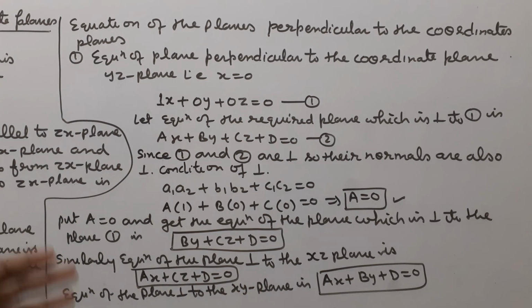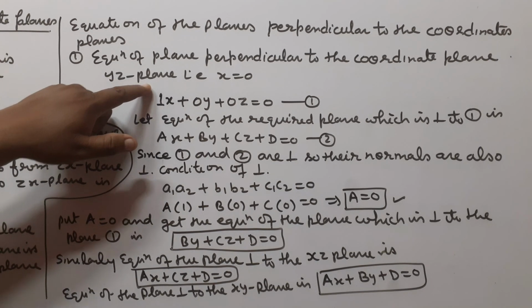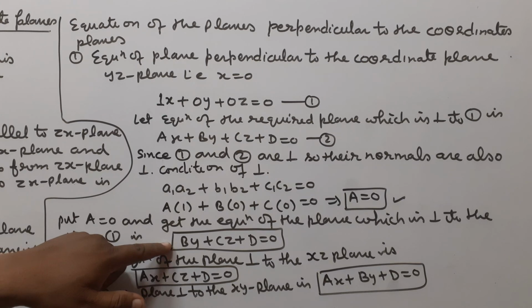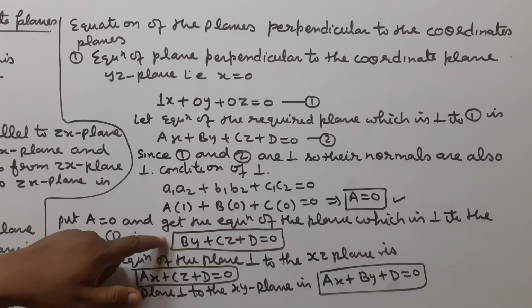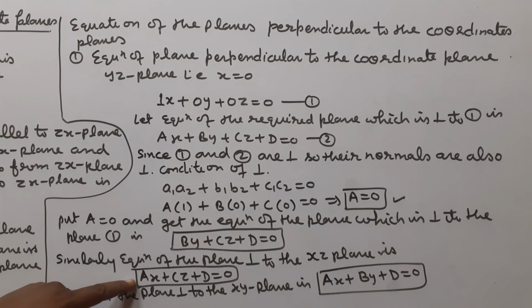If we have to find the equation of the plane perpendicular to the yz plane, the equation can be written as by plus cz plus d is equal to 0. Equation of the plane perpendicular to the zx plane is ax plus cz plus d equal to 0. Equation of the plane perpendicular to the xy plane is ax plus by plus d is equal to 0.